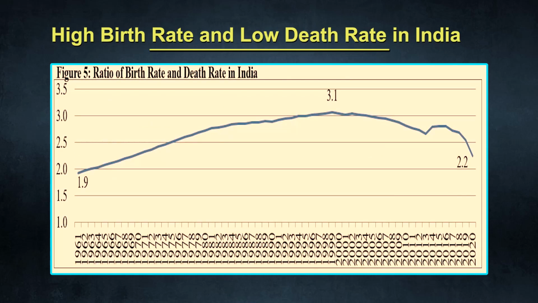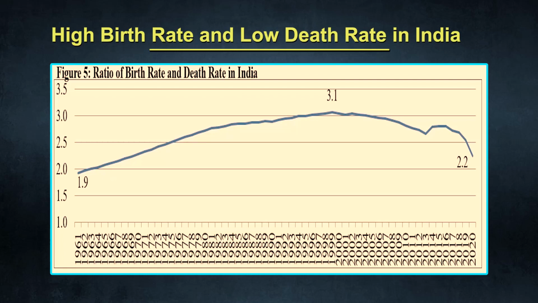We can also analyze the birth rate and death rate on the basis of the ratio of the birth rate to the death rate. The ratio of the birth rate to the death rate in our country is averaging 2.